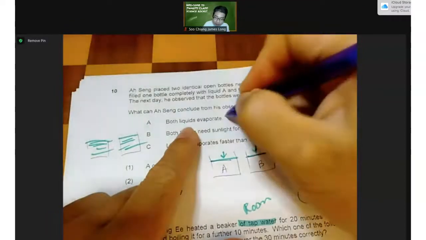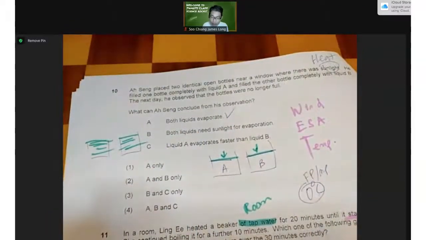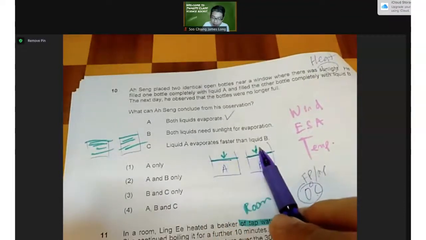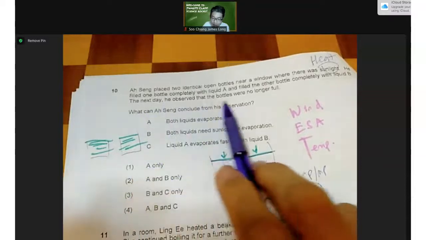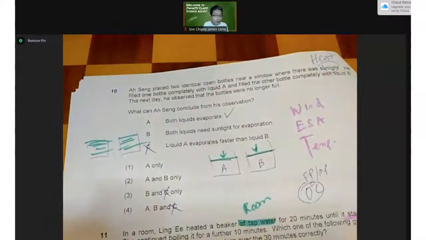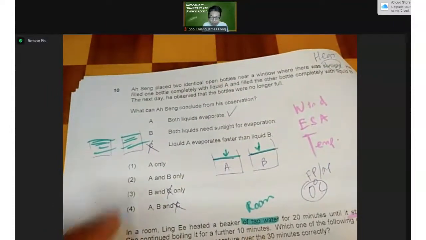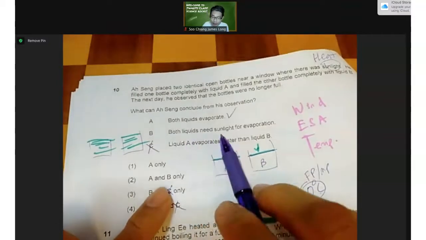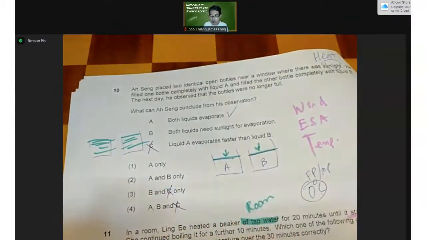That is true. Arsene can conclude this from the experiment. Now, do we know whether liquid A evaporates faster than liquid B? There is no information given saying which container has less water. There's no information, right? So C is not possible. Then we are left with 1 or 2. Let's check B. Both liquids need sunlight for evaporation.